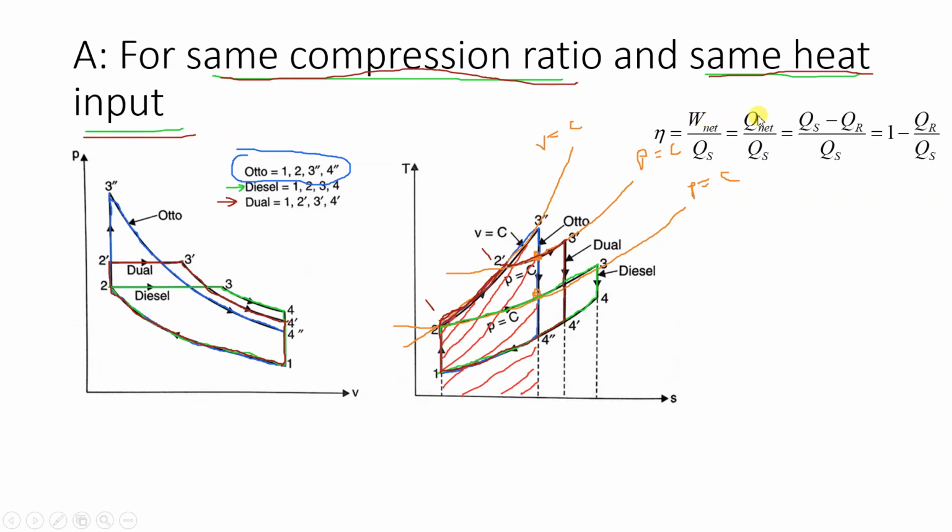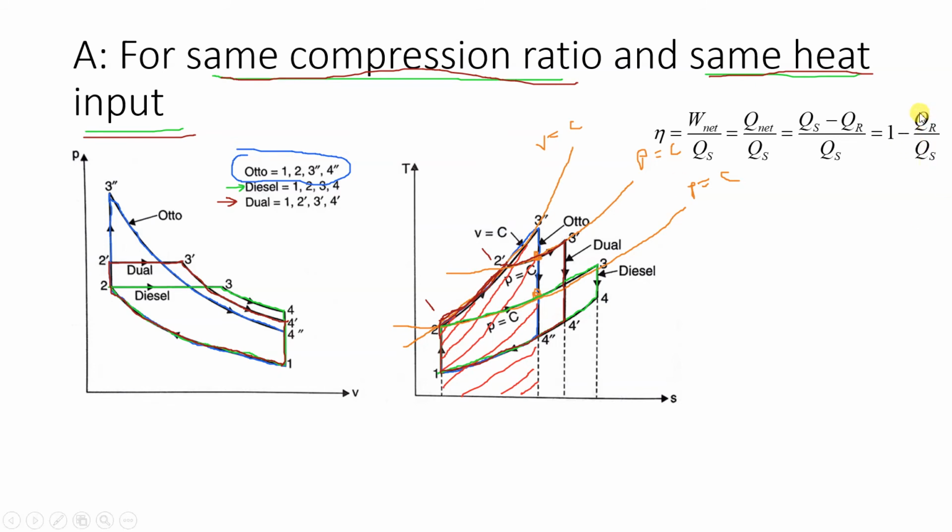So we can write summation of W net is equal to Q net for a cycle, divided by Qs. Now what is Q net? It is heat supplied minus heat rejected, upon heat supplied. So from here what you will get is 1 minus heat rejected upon heat supplied. Now this formula is important because based on it we will be commenting on which efficiency is higher out of Otto cycle, diesel cycle and dual cycle. So we will see this point by point.